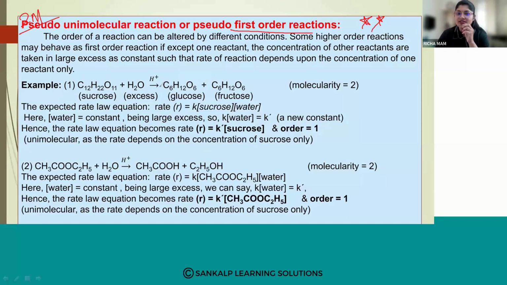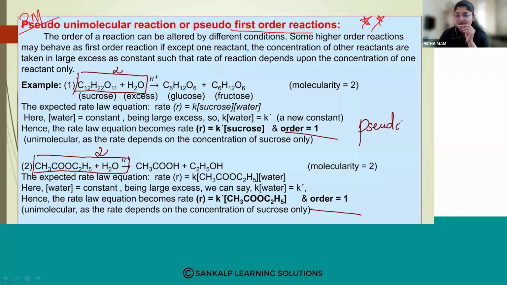A reaction in which the molecularity is 2. Molecularity means how many molecules are involved as reacting species. Here you can see there are more than one, so 2 molecules are involved. A reaction in which the molecularity is 2 or more, it can be more also, but the order is 1, such a reaction is called a pseudo first order reaction.